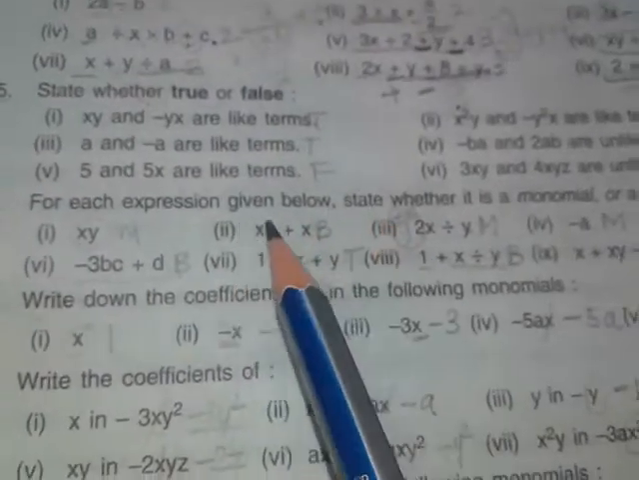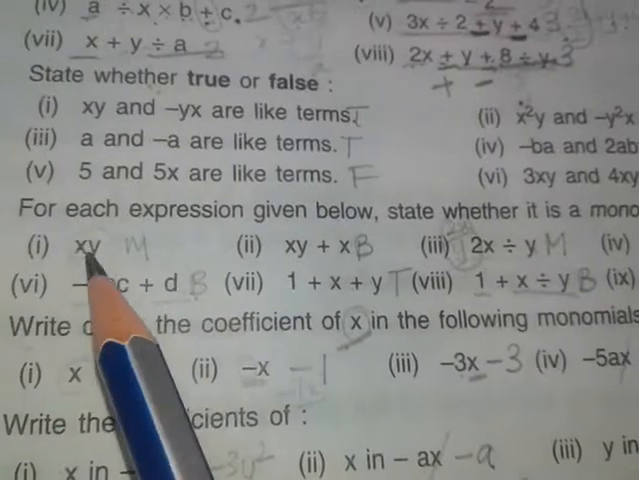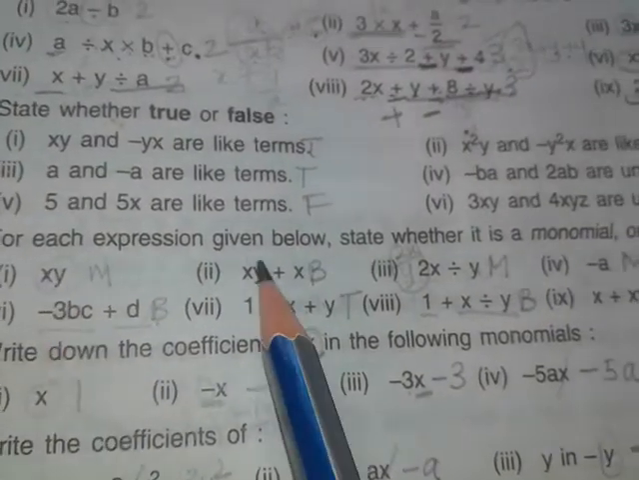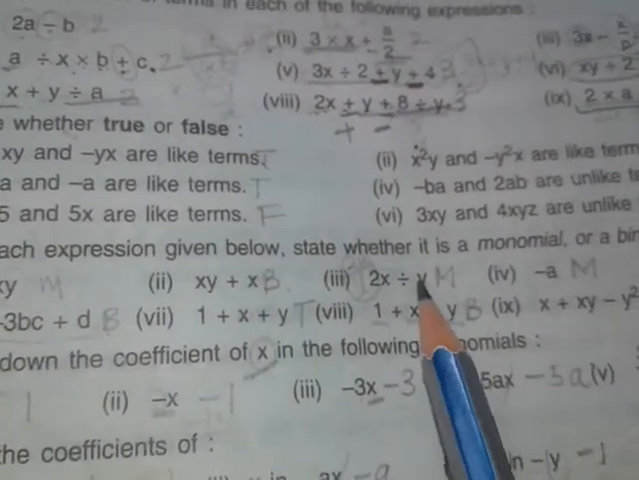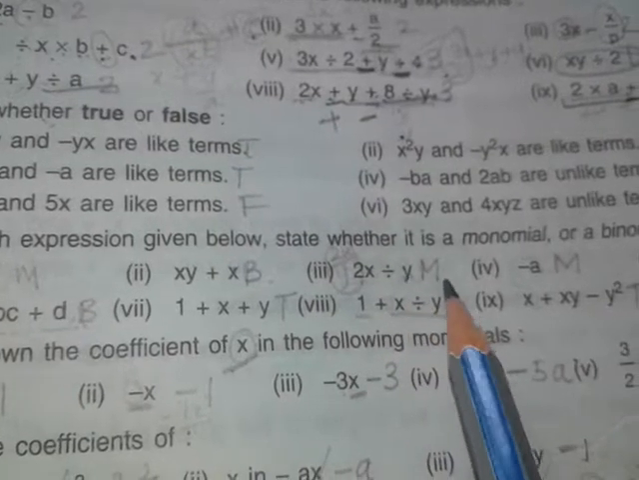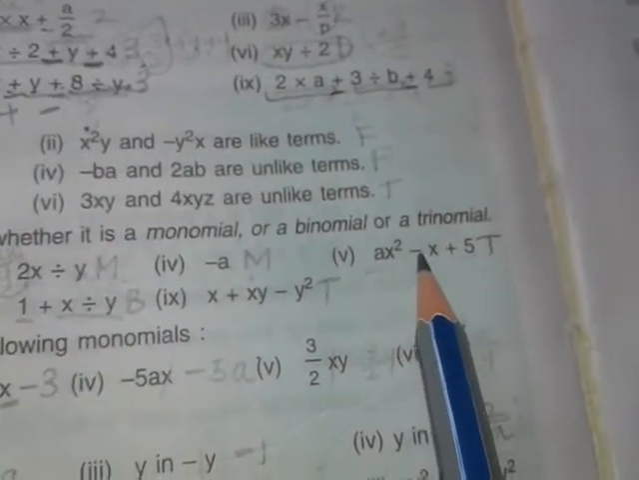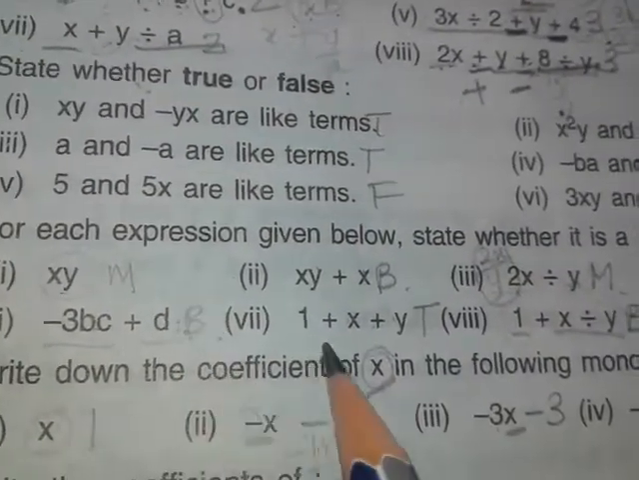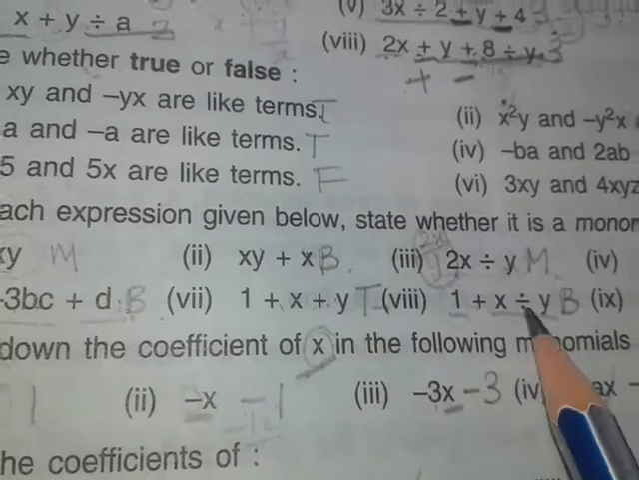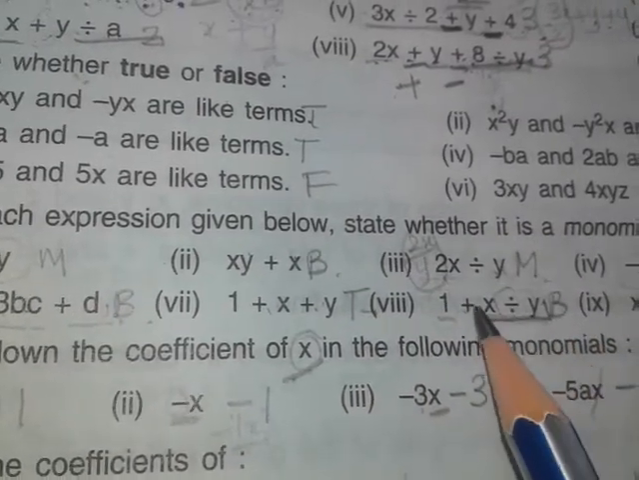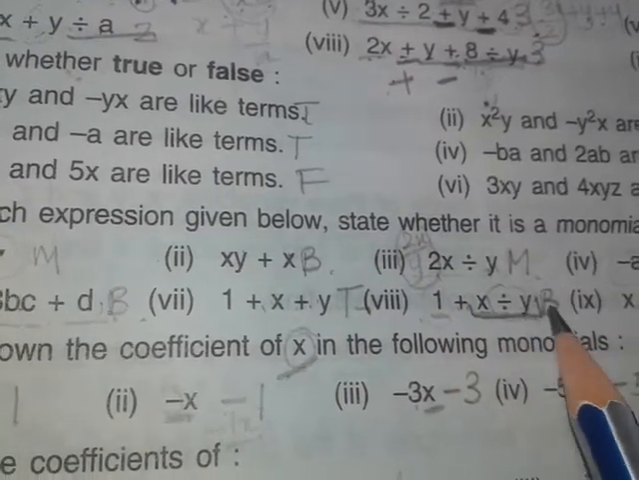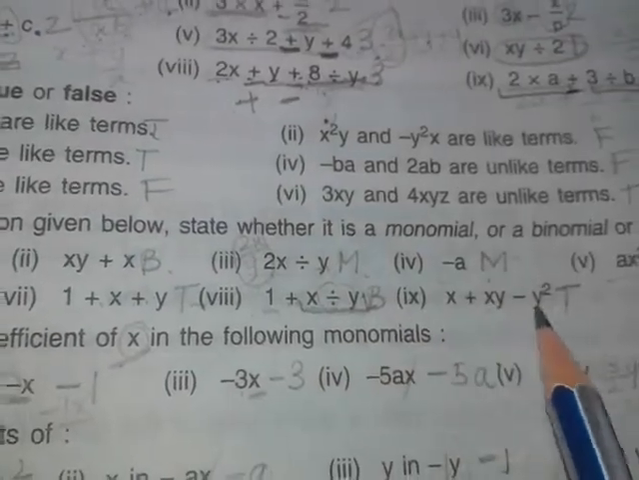For each of the expressions given below, state whether it is a monomial, binomial or trinomial. One term means monomial, two terms means binomial. Again one term, 2x upon y, monomial. So here you can see 1, 2, 3, so trinomial. 1, 2 binomial, 1, 2, 3 trinomial, 1 and 2, because division doesn't separate. So binomial. 1, 2, 3 trinomial.